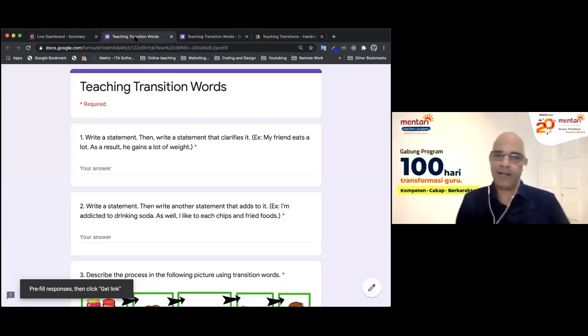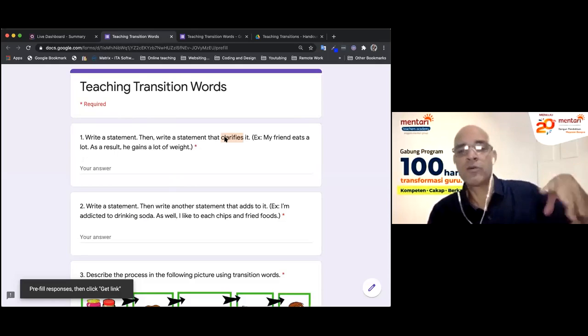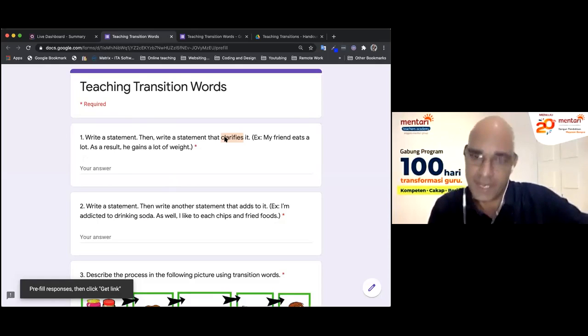This is what it looks like. This is a practice. We're not going to do it now. We're just going to look at it. This is a practice that I put together, showing you how we can work at the sentence and paragraph and text level. So the first one, ask the students, write a statement, then write a statement that clarifies it. Okay, my friend eats a lot. As a result, he gains a lot of weight. So I'm focusing on the idea. Okay, I want them to write a sentence and then clarify it.